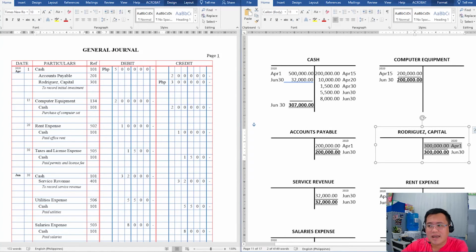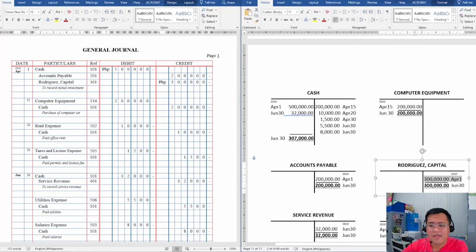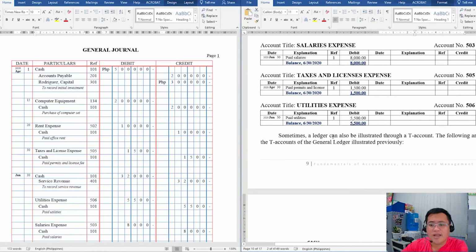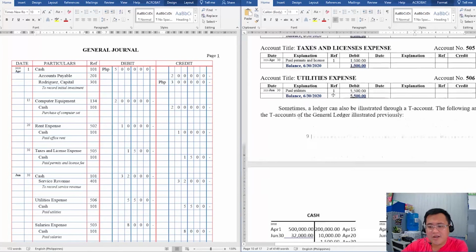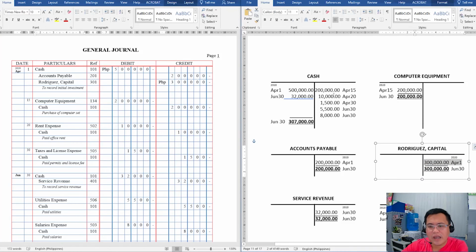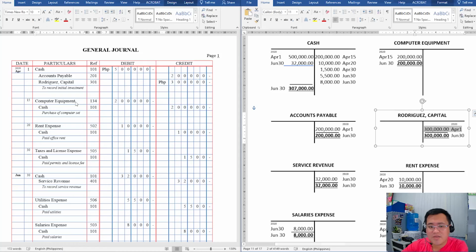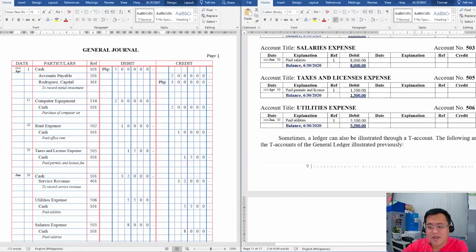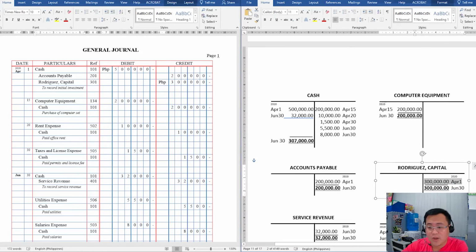And for me, this is easier because we would no longer be seeing other parts of the ledger, such as reference numbers and explanations. So it's more convenient for me whenever I post transactions from the general journal to the T accounts, because in any way I would still be able to get the same ending balances for the different accounts.